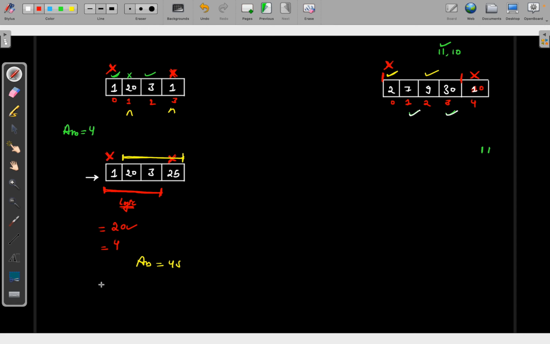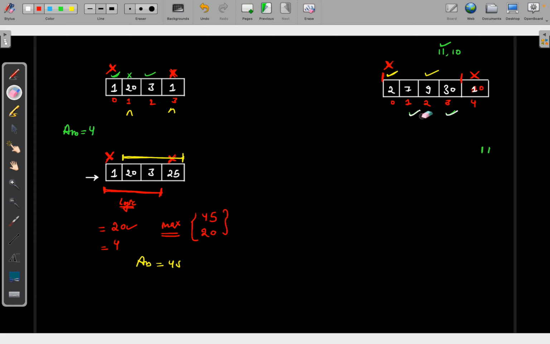So what will we do? We will first ignore the last element and find out the maximum of it. And in the next one, we will ignore the first one and find out the maximum of it. So if I am ignoring the first one, I will get 45 as an answer. If I am ignoring the last one, I am getting 20 as an answer, and I will take the max of it. Got it? Okay.